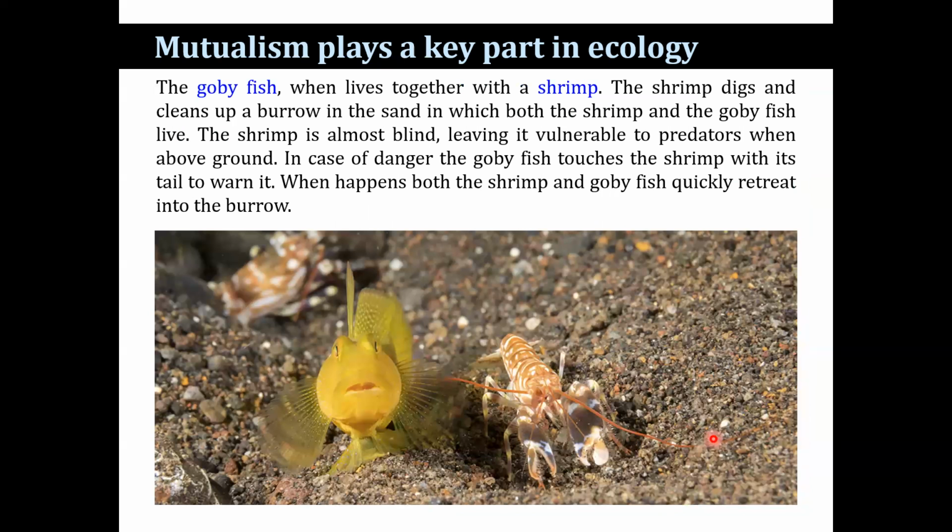And another mutualistic relationship you see here is the goby fish. When they live together with the shrimp, the shrimp digs and cleans up a burrow in the sand in which both the shrimp and the goby fish live. The shrimp is almost blind, leaving it vulnerable to predators when above ground. In case of danger, the goby fish touches the shrimp with its tail to warn it, and when that happens, both the shrimp and the goby fish quickly retreat into the burrow. So those are the examples of mutualism.